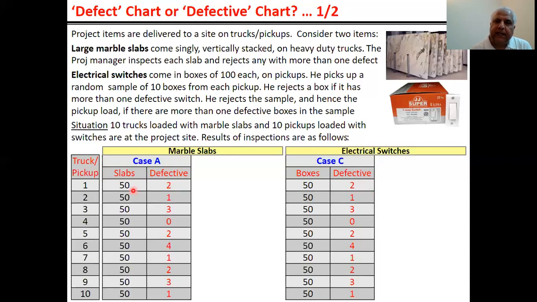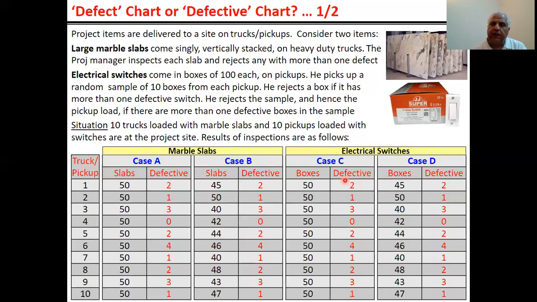So case A and case C are cases of fixed sample size. Sample size is 50 in both cases. But there could be a situation where the sample size is different. For example, truck 1 could be carrying 45 slabs, truck 2 could be carrying 50. And likewise, pickup 1 could be carrying 45 boxes of electrical switches, and pickup 2 could be carrying 50. Whatever the case may be, again, I'm keeping the data identical, again, to make a point subsequently.